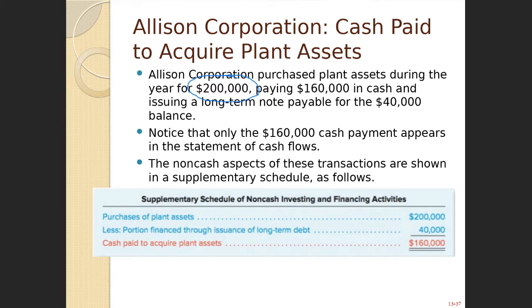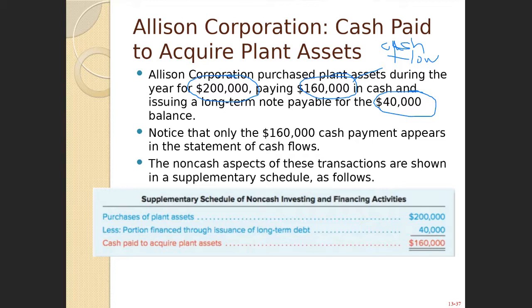Only they paid $160,000 in cash. So that $160,000 is a cash outflow with regard to this asset. Okay, but what else happened? The corporation also issued a long-term note payable of $40,000. Does that $40,000 represent a cash inflow or outflow? Does that $40,000 long-term note payable change any cash inflow or outflow?